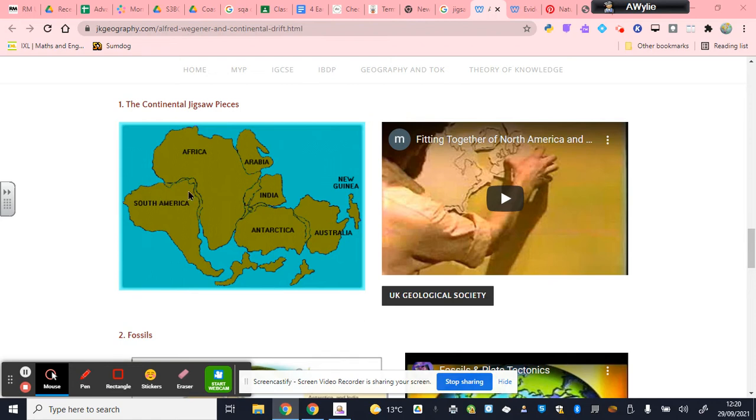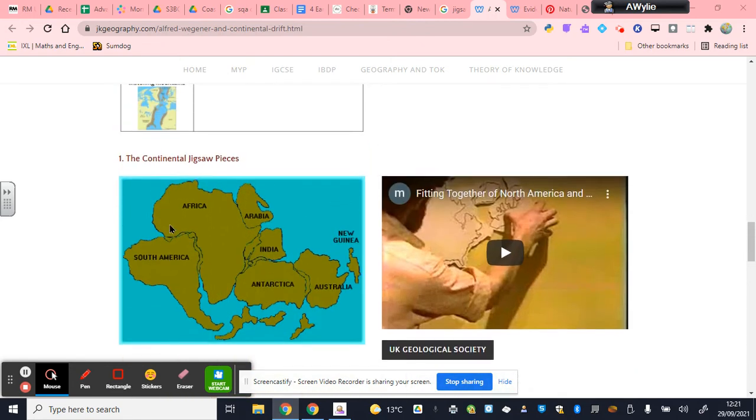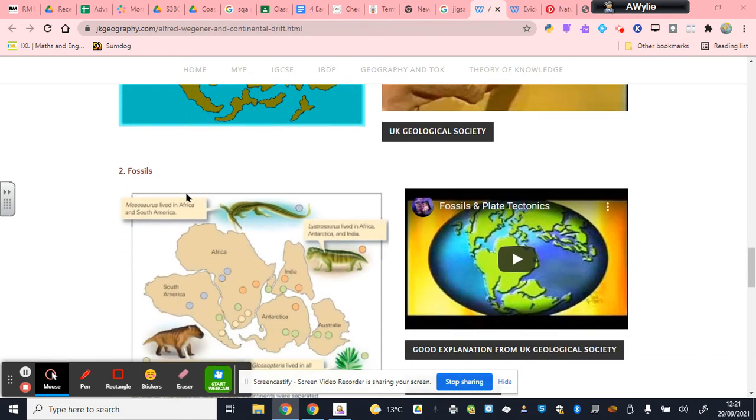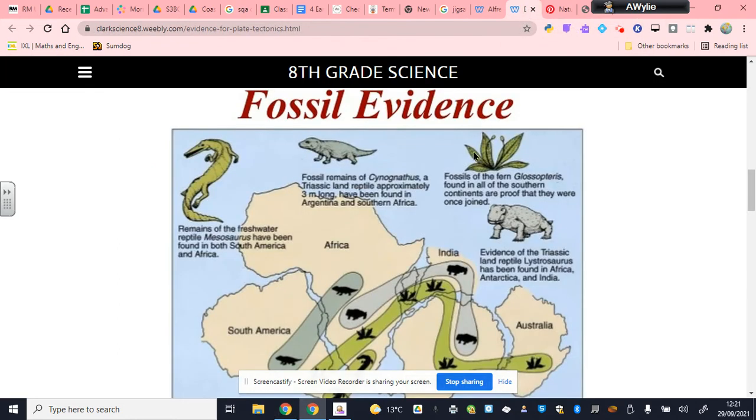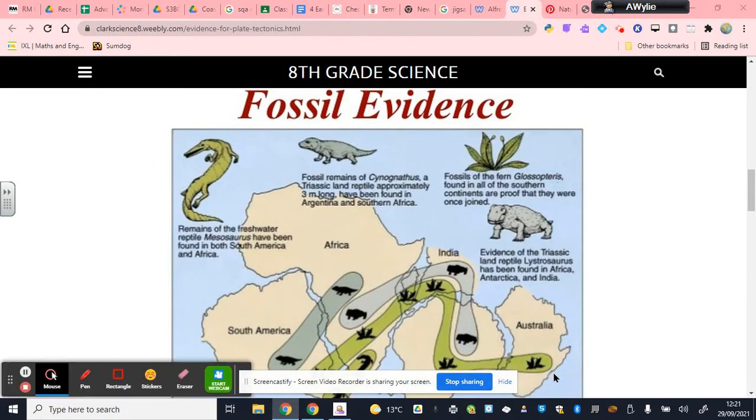Right, your second piece of evidence that you're going to want to write about, if you've chosen continental jigsaw pieces as your first, is the idea of fossils. So let's just have a little look at another slide to explore this in a bit more detail. Right, if we have a look at fossils across the world, we can find very similar fossils in very different places.